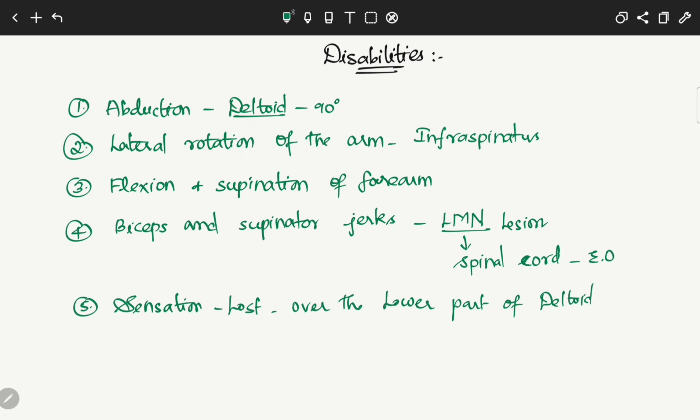Let me repeat it once again. The movements lost are abduction, lateral rotation of the arm, and flexion and supination of the forearm. Then the biceps and supinator jerks are lost. Then sensations are lost over the lower part of the deltoid.